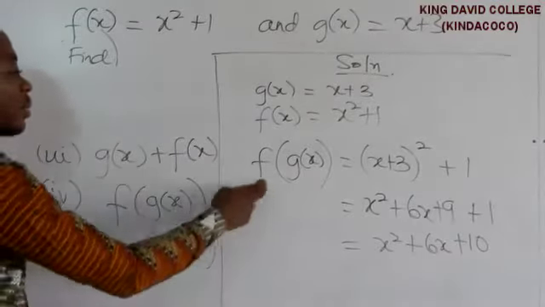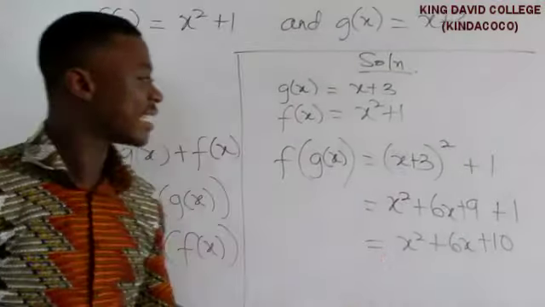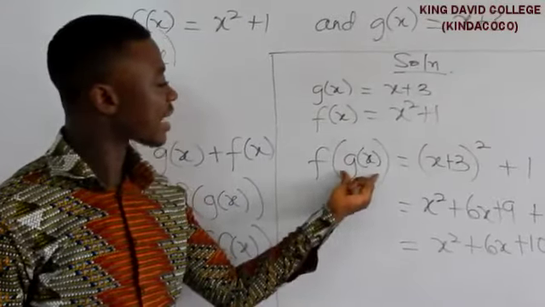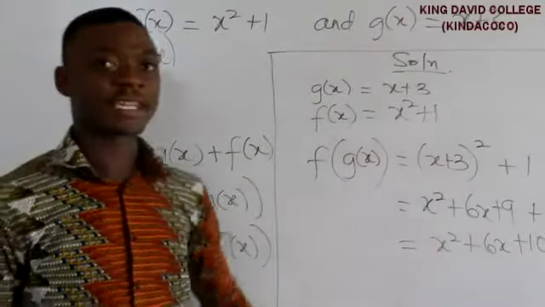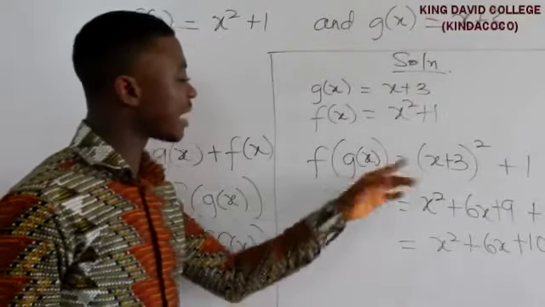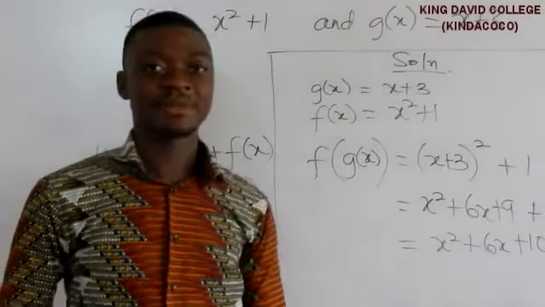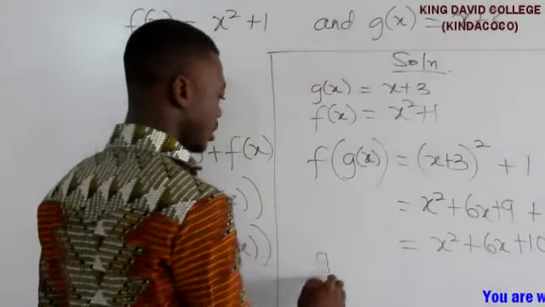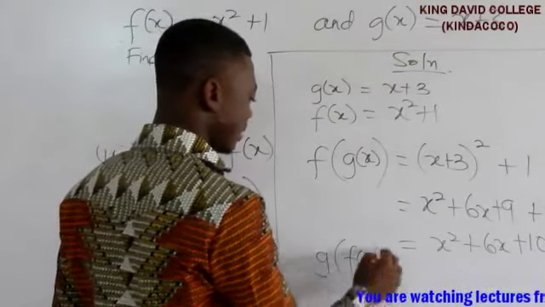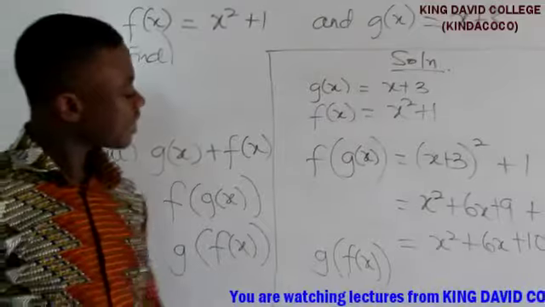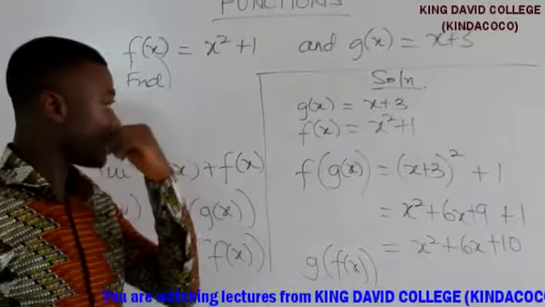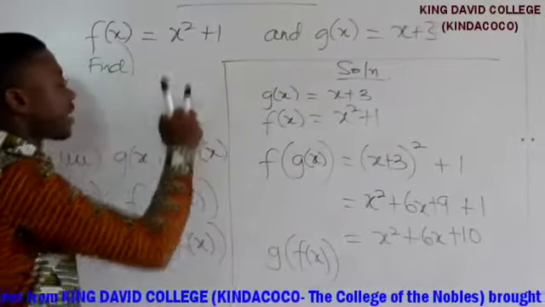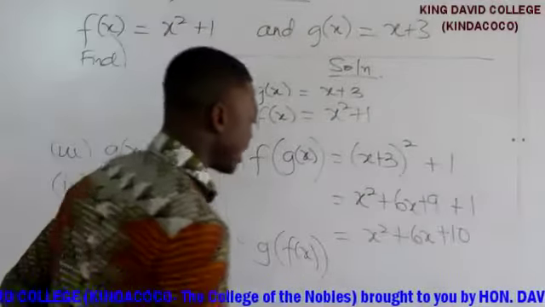So the whole idea about composite functions is that you only identify what function to put in the other. We always put the one within the bracket into the function that is outside the bracket. So we put the function in the bracket into the one that is what? Outside the bracket. Okay, same with the next one. If we are looking for g of f of x, then it means that we are putting the f of x function into g of x. So anywhere we see x in the g of x function, we will replace it by the f of x function. Very simple.